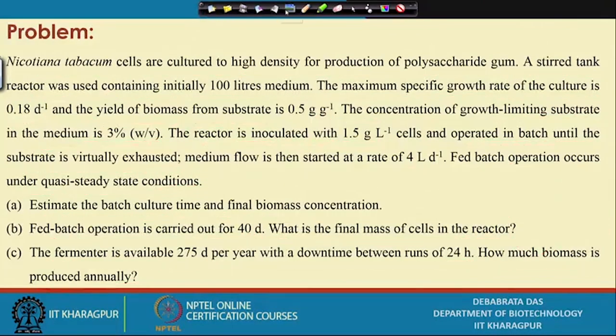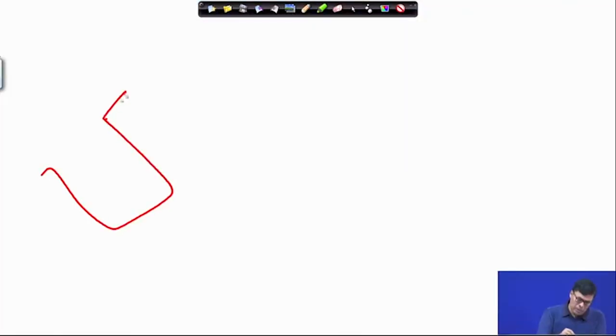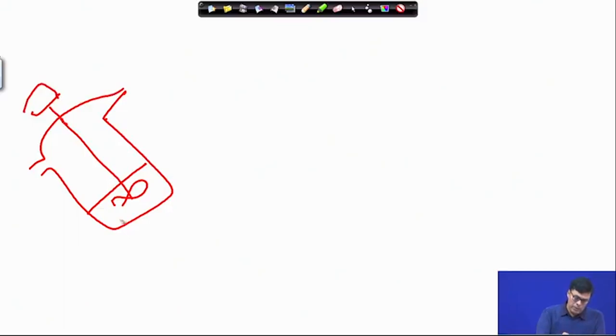I consider this a very interesting problem, and let me explain what they are telling. In a fed batch reactor, you take the initial culture, and this is the batch mode. So you take the media, take the cells here and let this organism grow in batch mode. You operate the system until the whole substrate is exhausted. Then you continuously feed the substrate and slowly the media rises, and you keep the substrate concentration much below the inhibition level. This is the purpose of this fed batch operation. So we have to find out how much cell mass is produced at the end. Let us see how we can solve it.